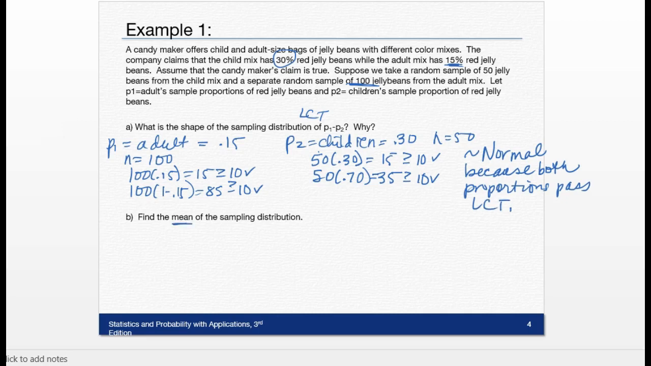Next, find the mean of the sampling distribution. If you remember the previous slide, to find the mean of P1 minus P2, you just simply subtract P2 from P1. So P1 was 0.15 minus P2, which was 0.30. Make sure you do them in the correct order that was given. So I get a negative 0.15. You can have a negative mean, so don't let that trip you up. Just follow the order that they tell you, okay?